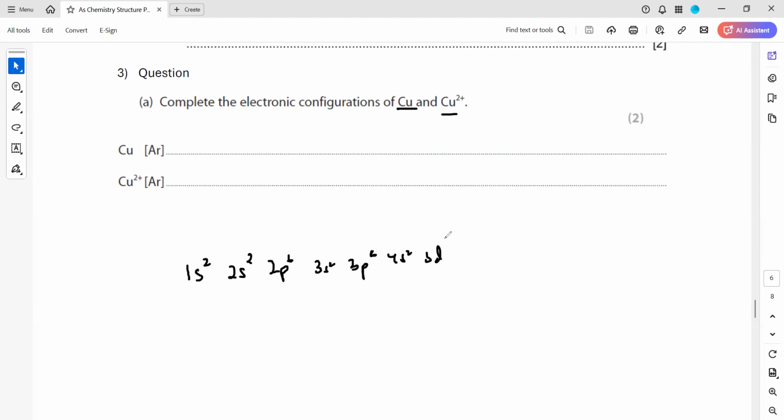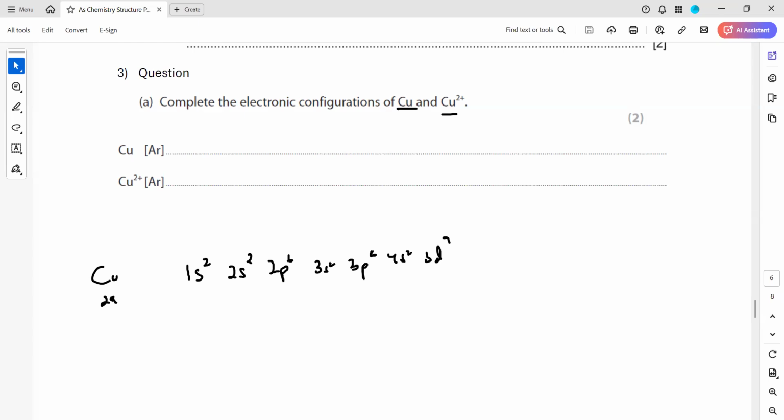4s2, 3d, because copper is 29. So when we arrange, it should be 3d9. But actually what happens for copper, in terms of the energy, is that the first electron will occupy the lower energy level first and then move to higher. But in the case of copper, half-filled orbitals are more stable as compared to partially filled orbitals.